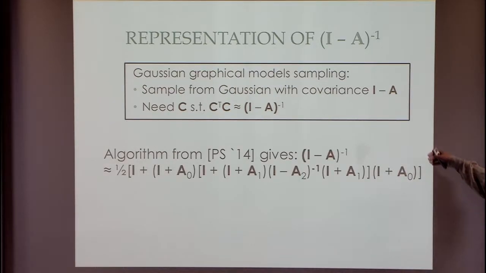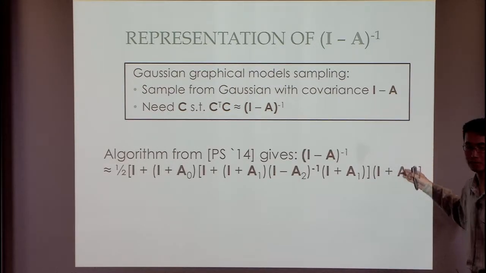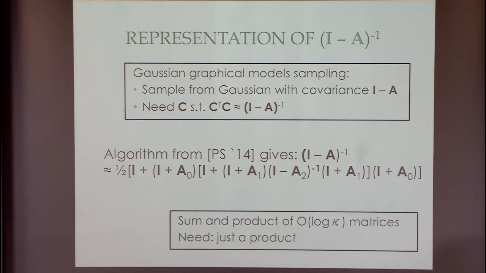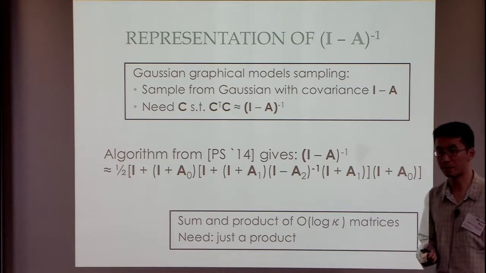And if we just use our earlier algorithm, because we're adding an identity at every level, what we're getting is a sum of products of matrices. So it's not factorable in this sense. So what we want is just a product that approximates the inverse of my matrix.